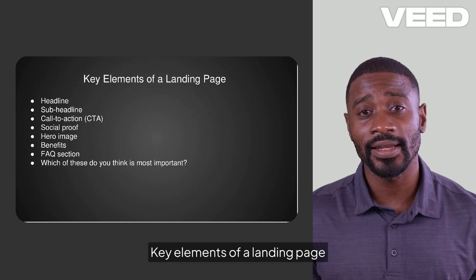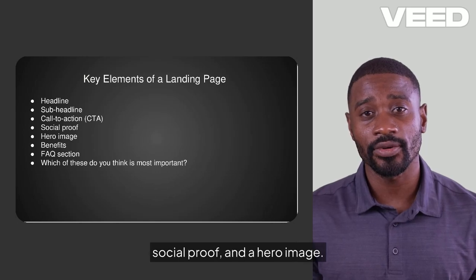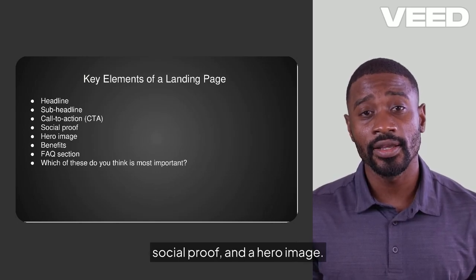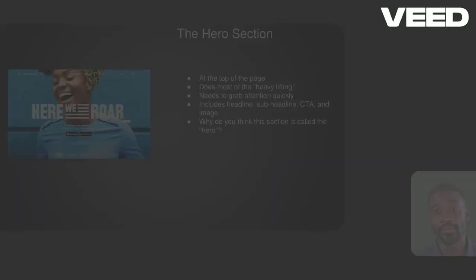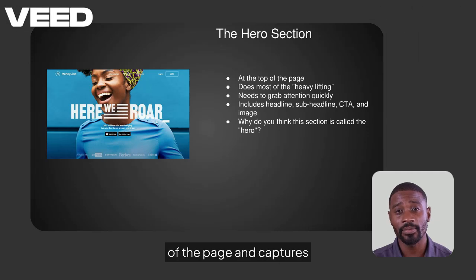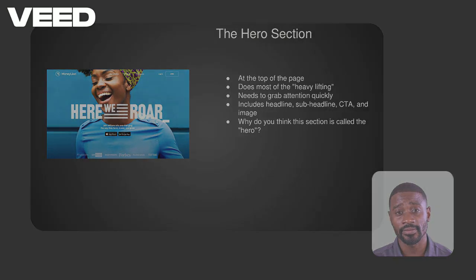Key elements of a landing page include a compelling headline, a clear call to action, social proof, and a hero image. Each component plays a crucial role in engaging visitors. The hero section is at the top of the page and captures attention immediately. It includes a headline, subheadline, and call to action, setting the stage for the rest of the page.